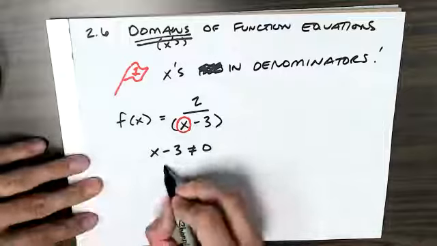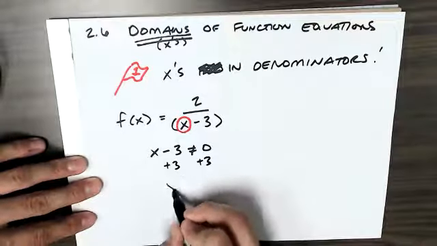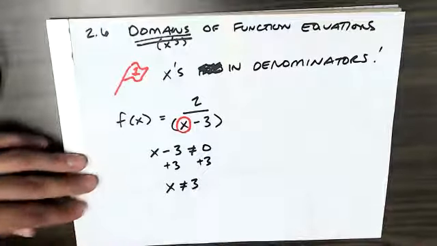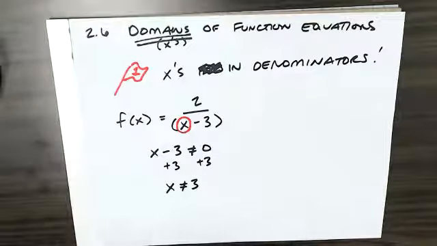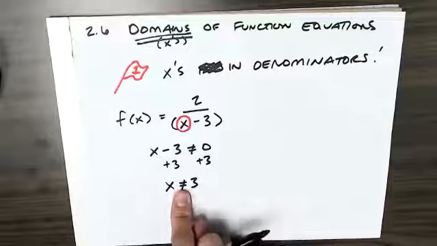Look, x minus 3 can't be 0, add 3 on both sides. x cannot be 3. That is our domain. x can be anything it wants to be. Okay, it can be pizza. It can be an apple. I don't care what it wants to be, but it cannot be 3.